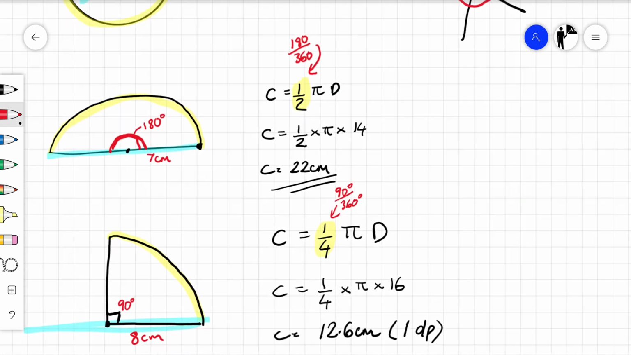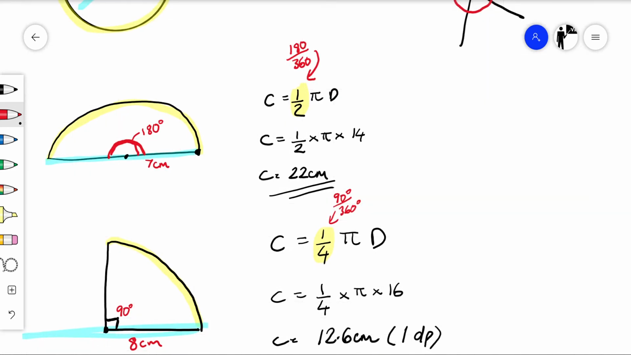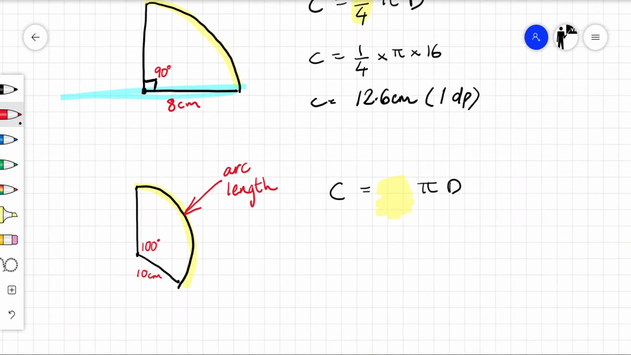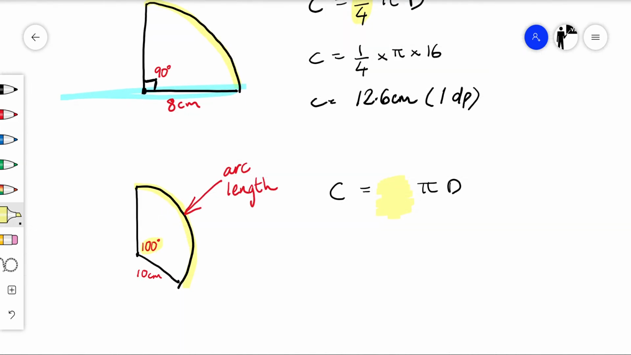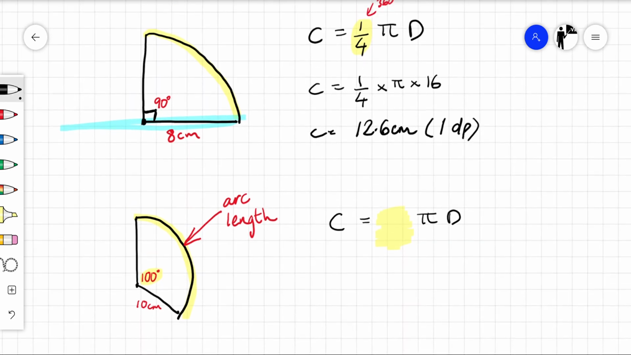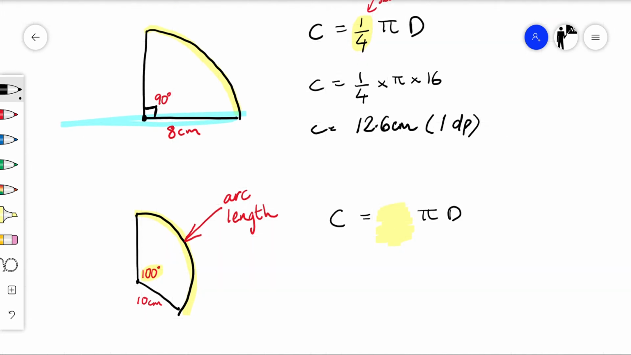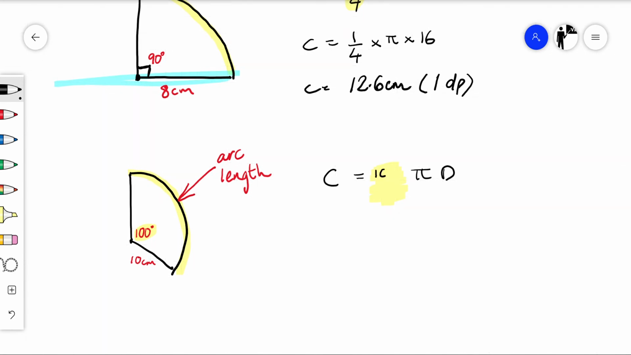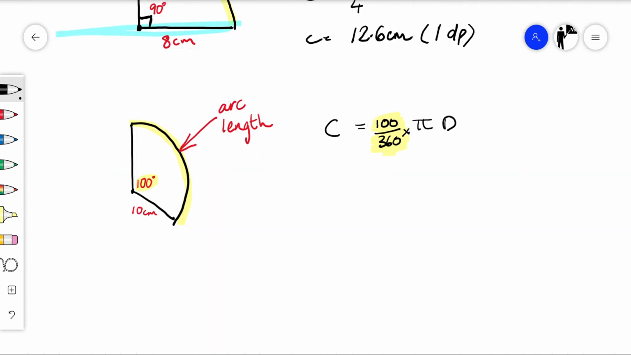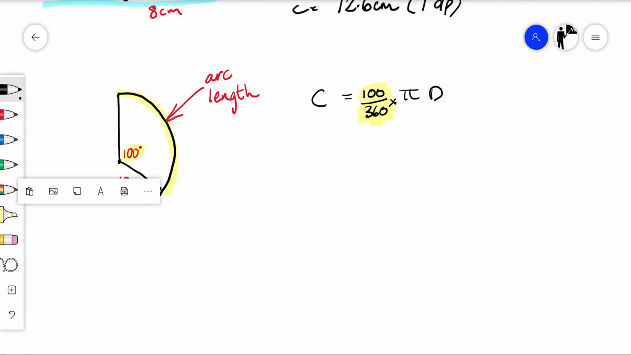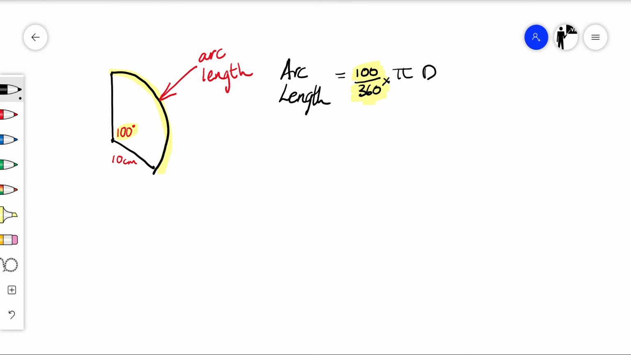Okay, so these angles here, we just instinctively know that they're a half or a quarter. But here, we don't know what fraction this 100 represents. But if we link it to what we've just done up here, we know that that is 100 degrees out of 360 degrees. So we could write that as 100 over 360 times pi d. But instead of writing circumference, we're going to write arc length. So it's the fraction of the circle: you take the angle at the centre divided by 360.